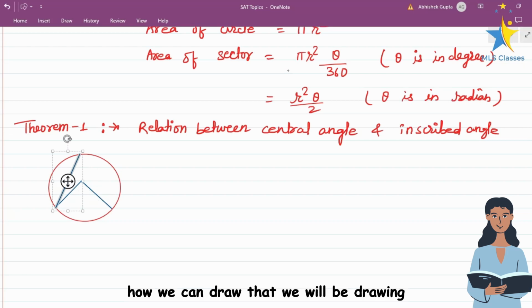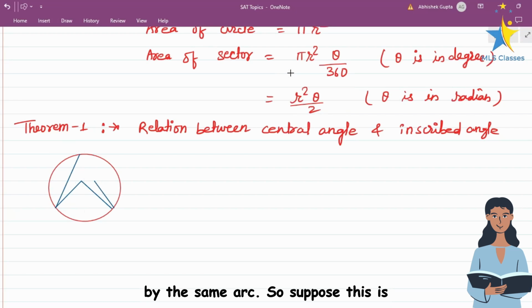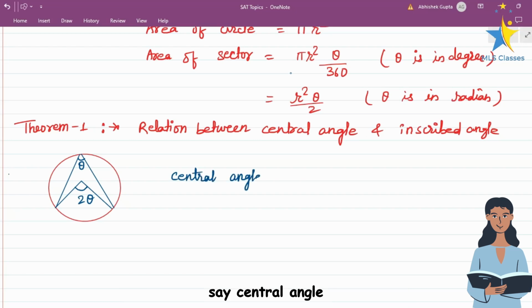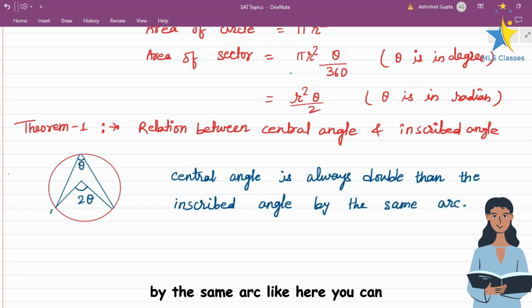So how can we draw that? We will be drawing by the same arc. Suppose this is our inscribed angle. Now suppose the inscribed angle is theta, and the central angle will then be 2 theta. So that is the relation between central angle and inscribed angle. We can say the central angle is always double the inscribed angle by the same arc.